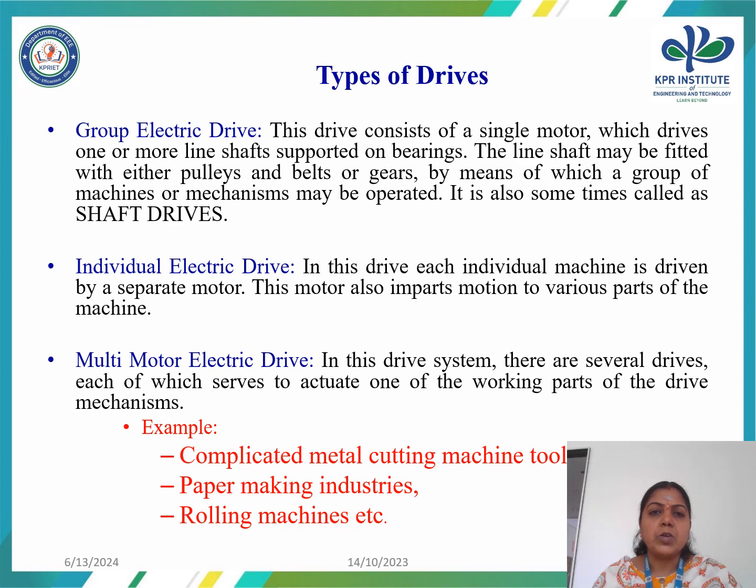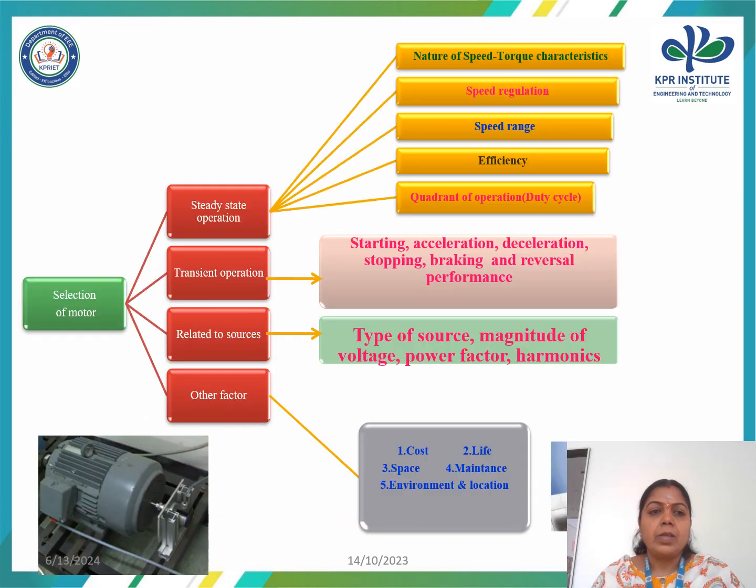Again, this slide shows the types of drive. One is a group electric drive, individual drive and multi-motor drives. So in this case, based on the load, how many machines can be used to drive the load, they can be classified into group, individual and multi-motor drives. This is a selection of a motor based on the steady state operation, transient operation, related to the source and other factors.